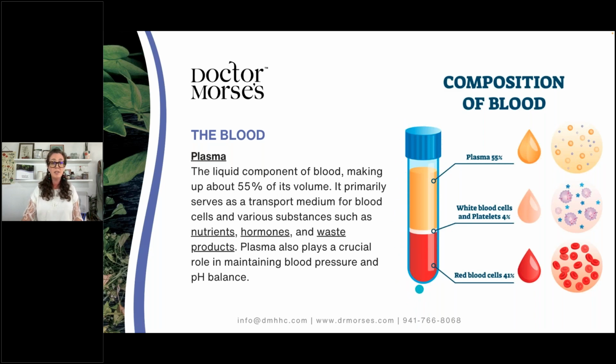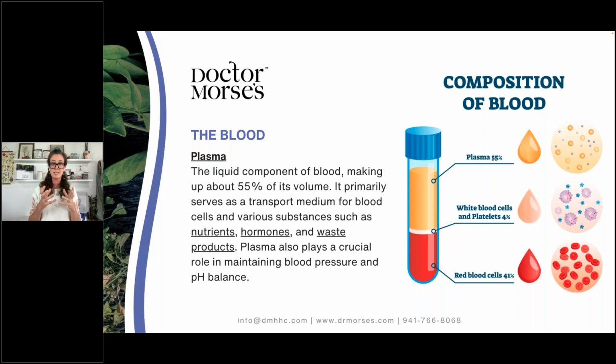They're going to put it in a tube and put it in a centrifuge, and it's going to split. It's going to separate your blood into plasma, white blood cells and platelets, and red blood cells. They all separate out. So your blood consists primarily of blood plasma, the liquid component of blood. It makes up about 55% of its volume. It primarily serves as a transport medium for blood cells and various substances such as, and this is the important part, nutrients, hormones, waste products, okay?